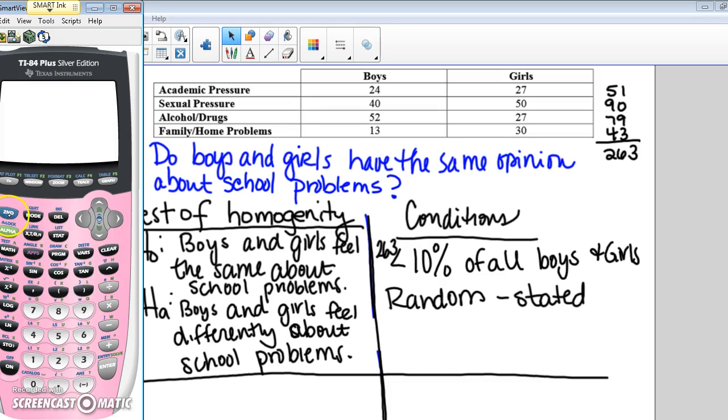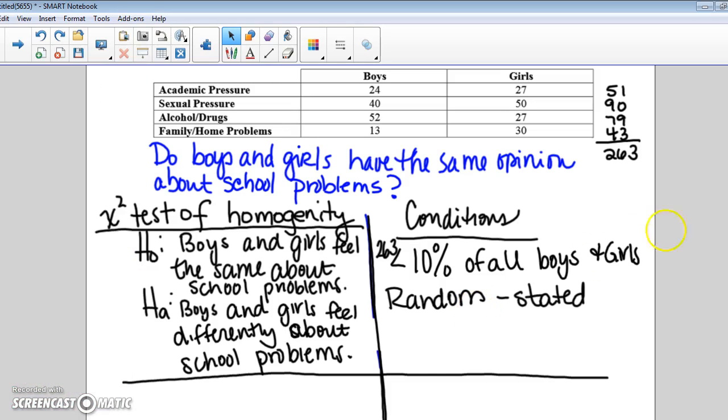So we would go to second, x to the negative 1. We go over to, that's matrix, go to edit. We're going to edit number 1. And this is a 4 by 2. And then we'll fill our numbers in. 24, 27, 40, 50, 52, 27, 13, and 30. And that's all you have to do.